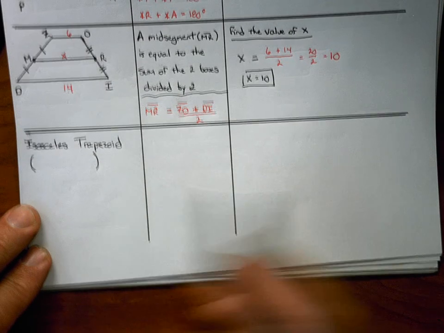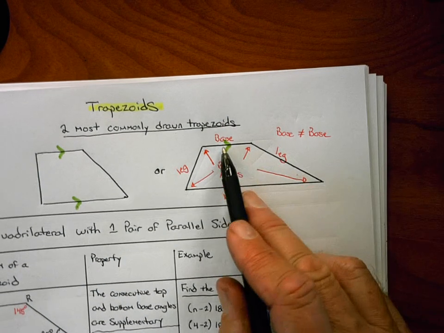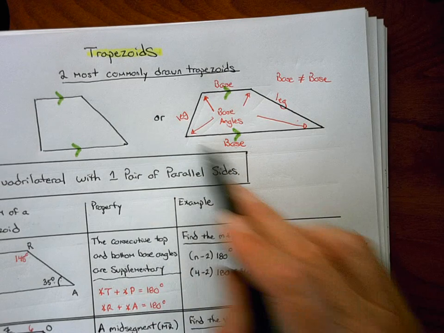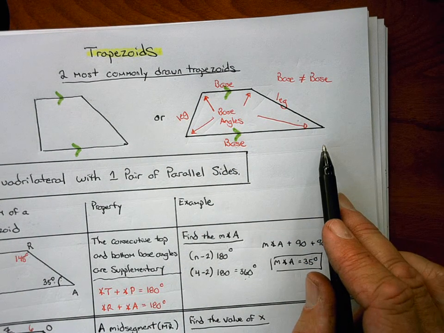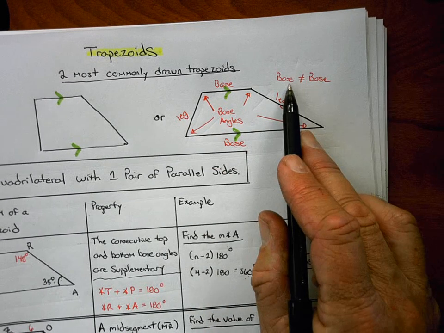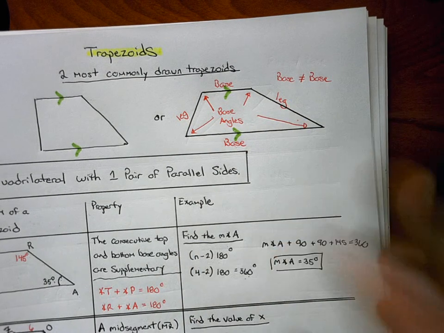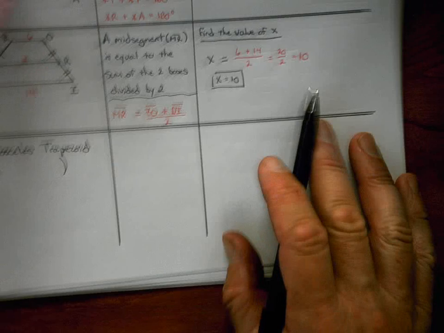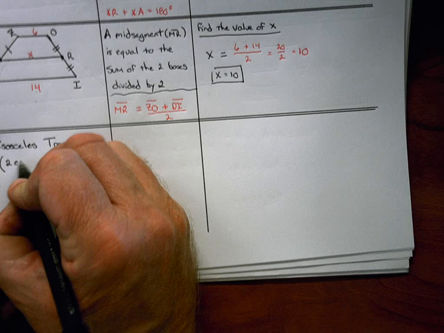Okay, so when I say we have an isosceles trapezoid, let's go back up here to this picture, which two sides would have to be equal? The legs, good. I said over here the bases can never be equal to each other. So that means the legs are going to be equal to each other. Okay? So this means that isosceles trapezoid means you will have two equal legs.